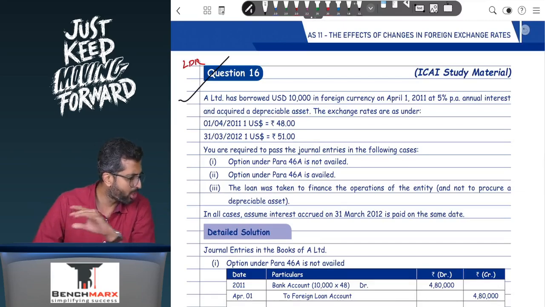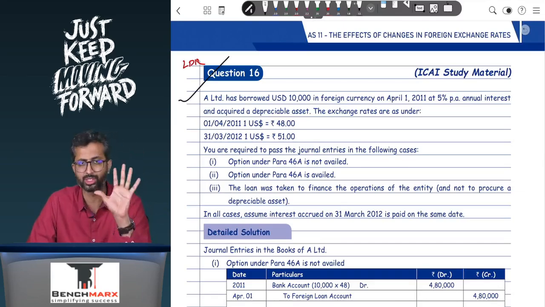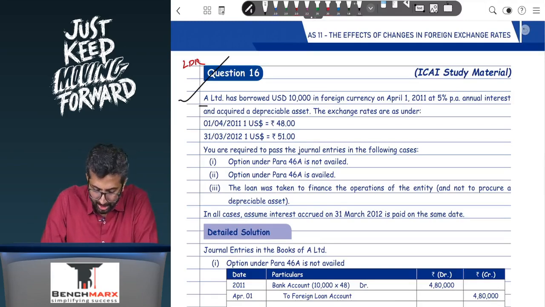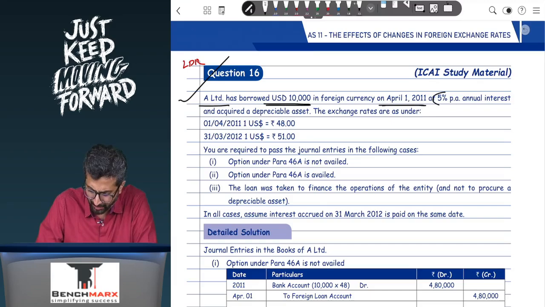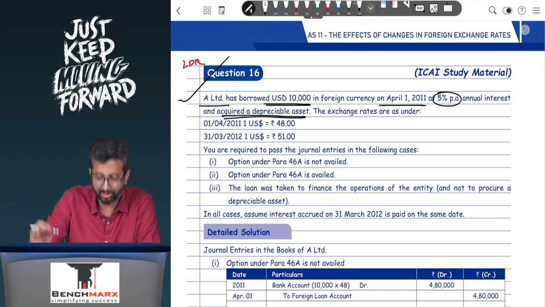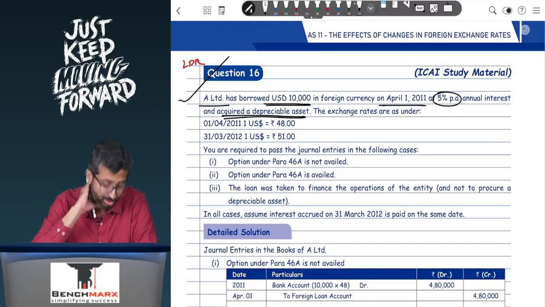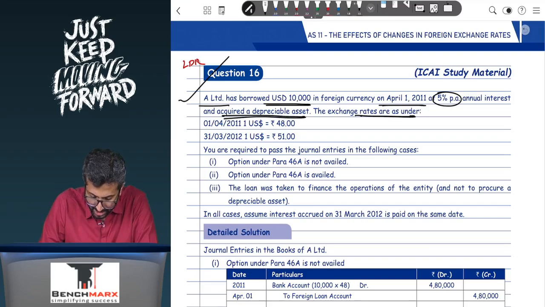So here all permutations, combinations of para 46A are applied. A Limited has borrowed $10,000 in foreign currency on 1st April 11 at 5% per annum annual interest and acquired a depreciable asset. It is clearly given that you have borrowed this money to acquire an asset, but asset kitne ka hai wo nahi pata. The exchange rates are as under. On 1st April 2011, the rate was 48 and on 31st March 12, the rate is 51.